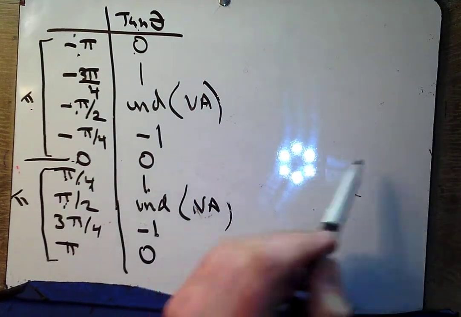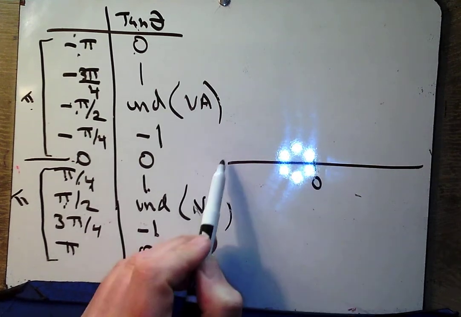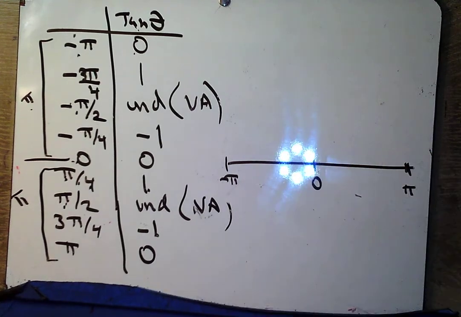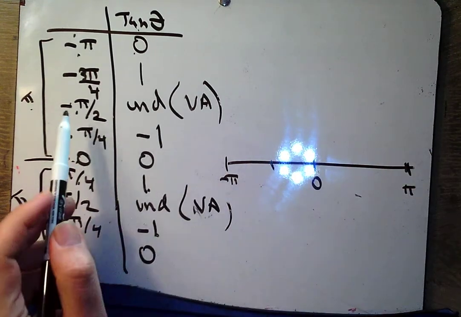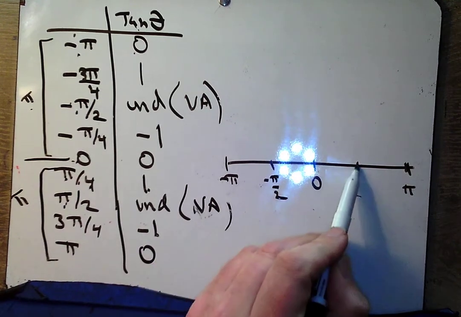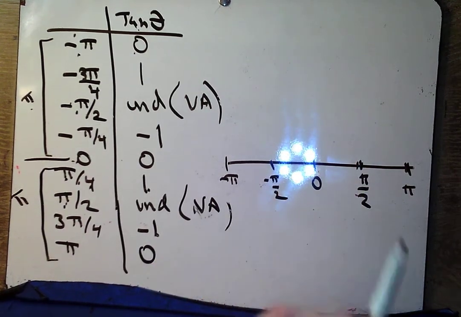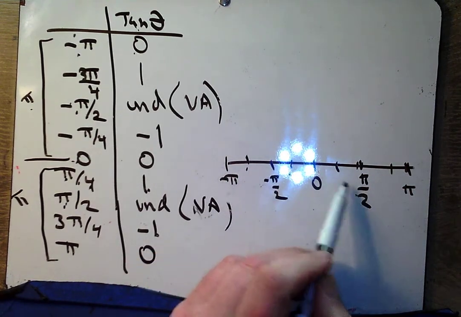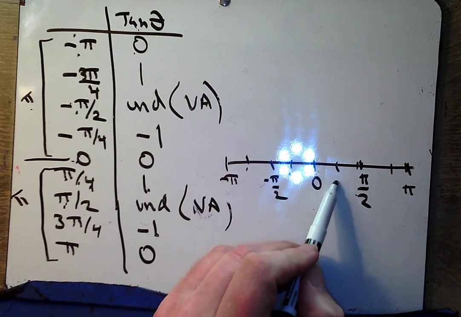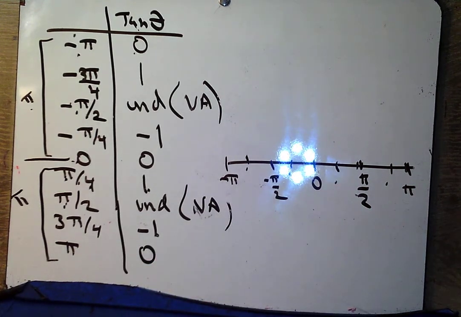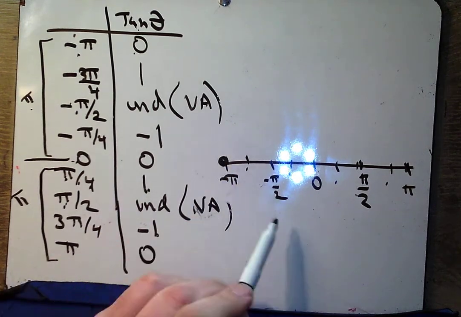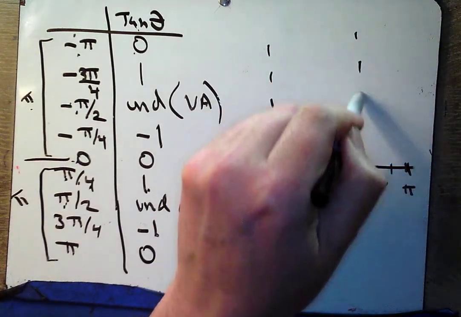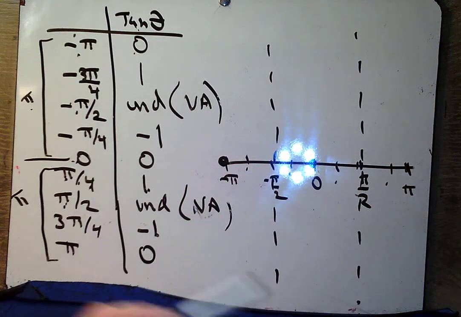Well, let's graph what we've got here. Let's see what we've got going on. Okay, here's 0, here's negative pi, here's positive pi. Okay, cut that in half, and we're going to have negative pi over 2 and pi over 2. And we've got these quarter points. Negative 3 pi over 4, negative pi over 4, pi over 4, and 3 pi over 4. So I've got an x-intercept here and a vertical asymptote here, and an x-intercept here and a vertical asymptote here.